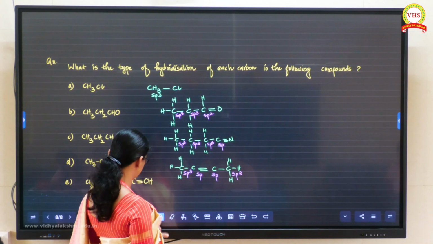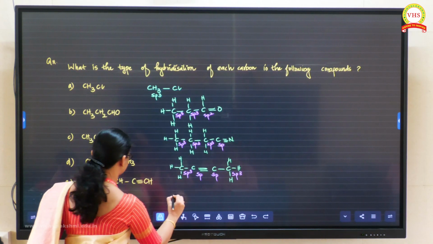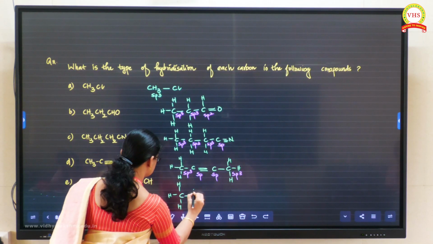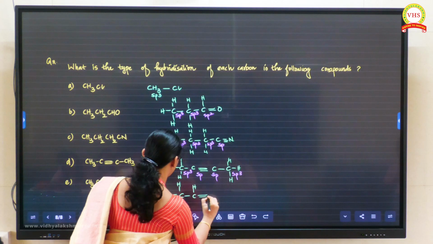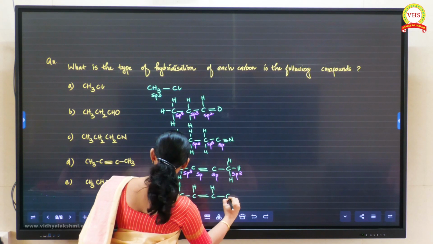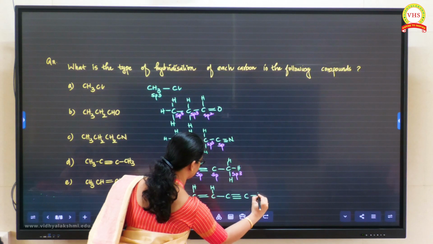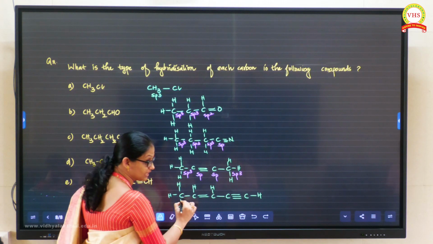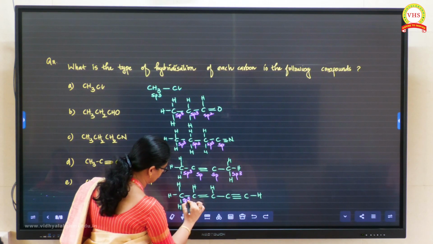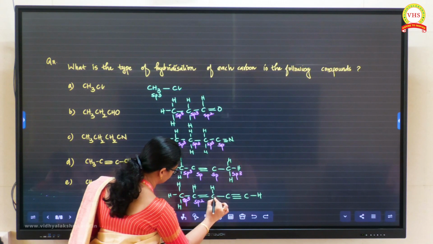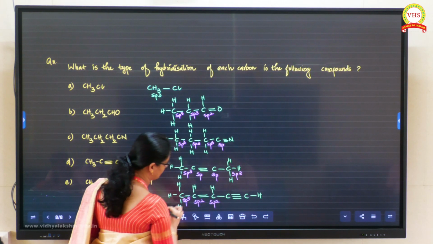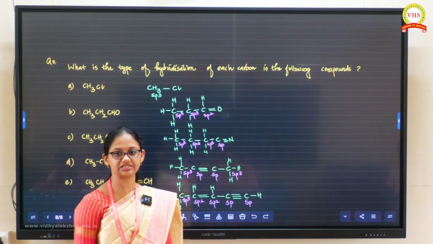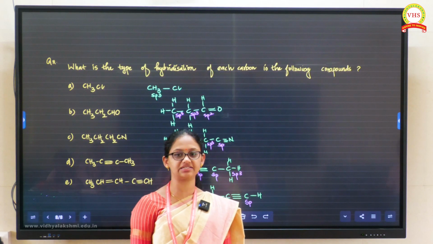So it is clear. Then the last compound is CH3, CH double bond CH, single bond C, triple bond C, H. What are the hybridizations? First carbon, fully surrounded by single bonds, sp3. Here one double bond, sp2. This carbon, left side double bond, sp2. Here it is sp, this one also sp. So it is clear.